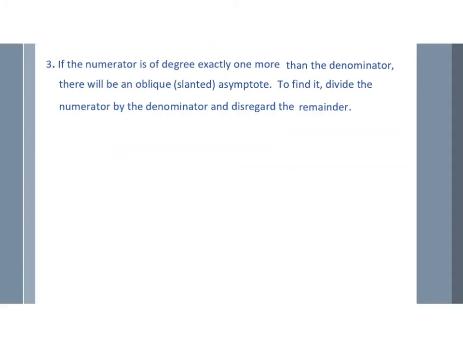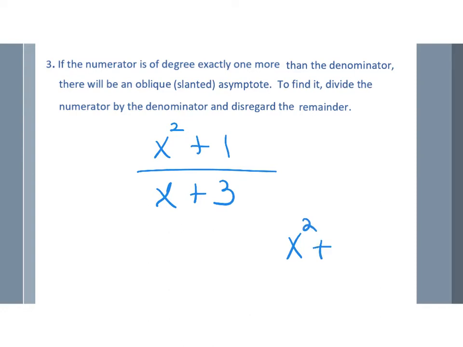When the degree of the numerator is 1 more than the denominator, so let's say it's x squared plus 1 over x plus 3. In this case, I do not have a horizontal asymptote. I'm going to have a slant asymptote. And the way that we find the equation of that slant asymptote is I do a long division problem. So what we learned at the beginning of the chapter is coming back. And now I would do long division using this to get my equation for my slant asymptote.